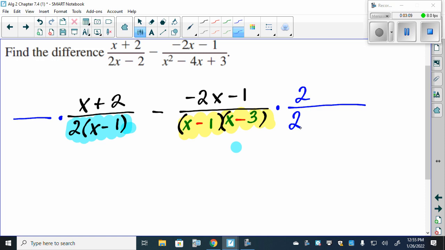So to get these to be the same, I need to multiply this one here by 2 over 2. And that would get them to be the same, or at least closer to it. Because now everything that the left one has, the 2 times x minus 1, the x minus 1 times x minus 3 will have. Now let's go the other direction. What does x minus 1 times x minus 3 have that our 2 times x minus 1 doesn't? The x minus 3. So I'm going to multiply the top and bottom by x minus 3 and x minus 3.